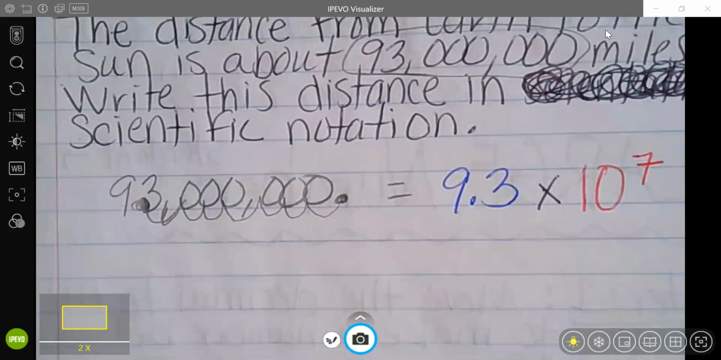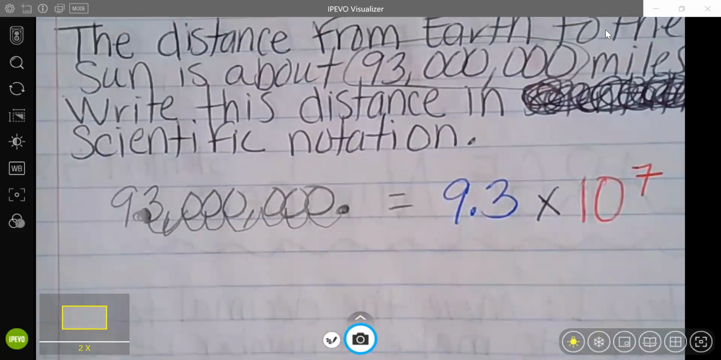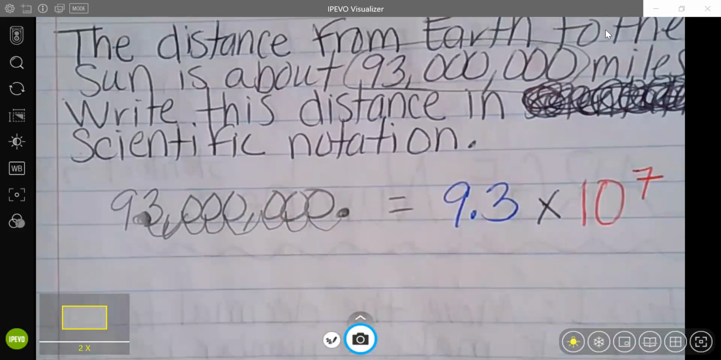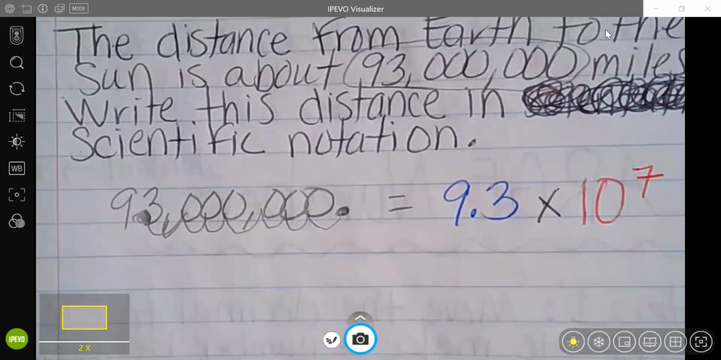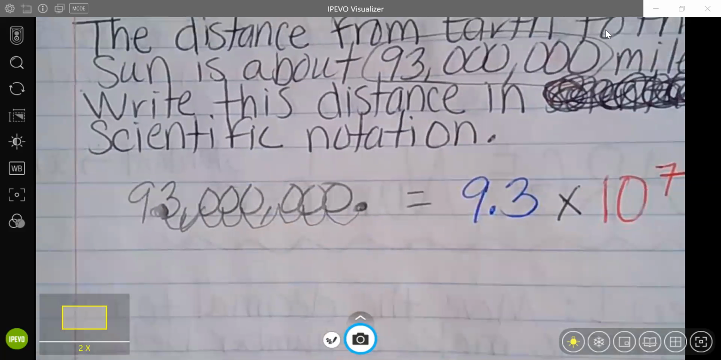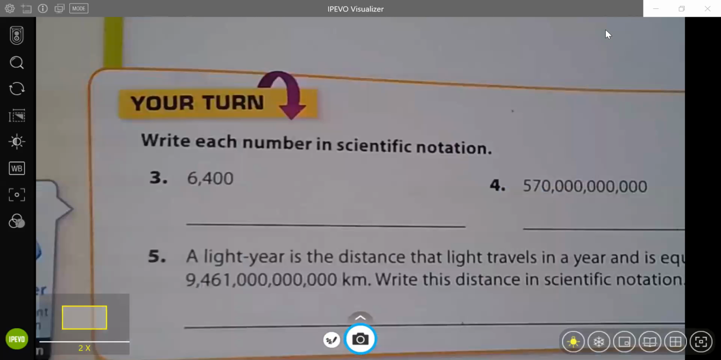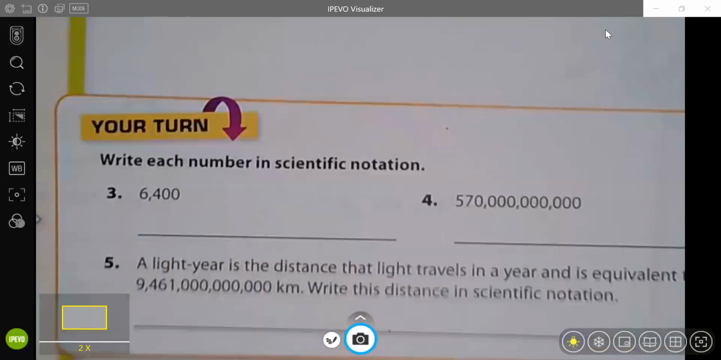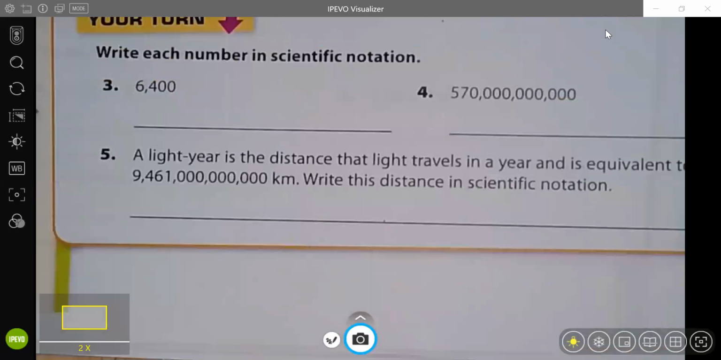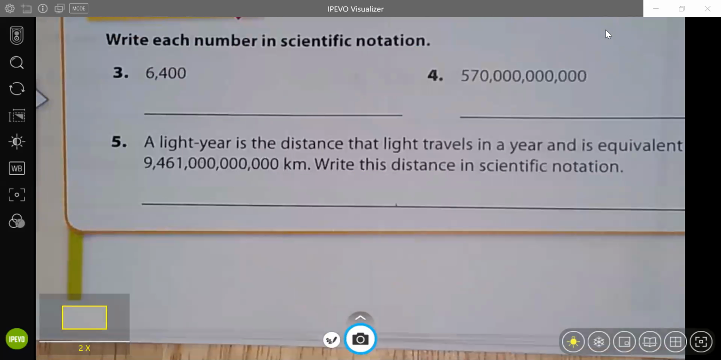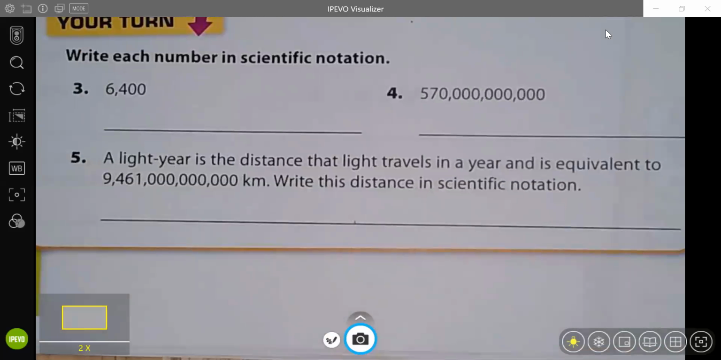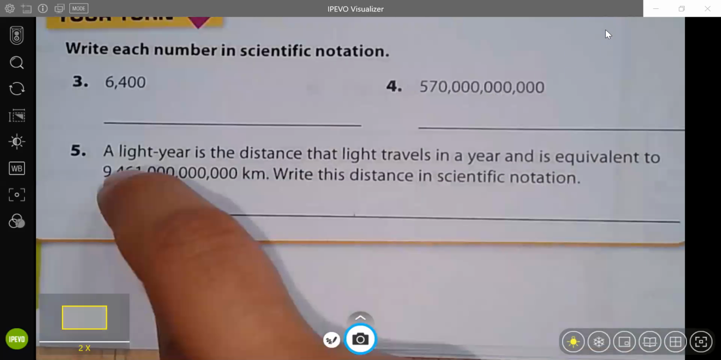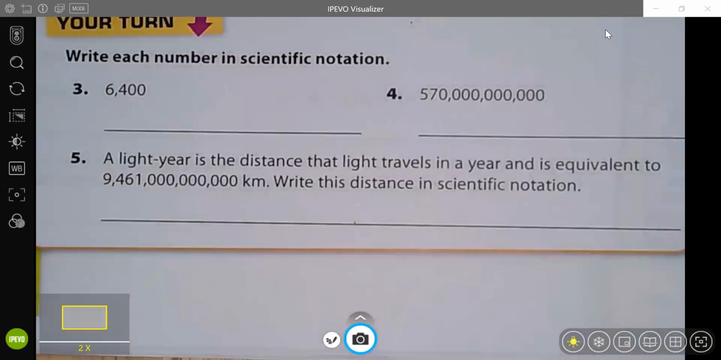So let's do 2 examples. So if you have your Go Math pages that I sent, we're going to be on page 34, and you can just write the answers on that. If not, I'm going to put them here on my document camera so you can check them out. There they are. All right. Number 5. What page did you say again? 34. It's going to be page 34.